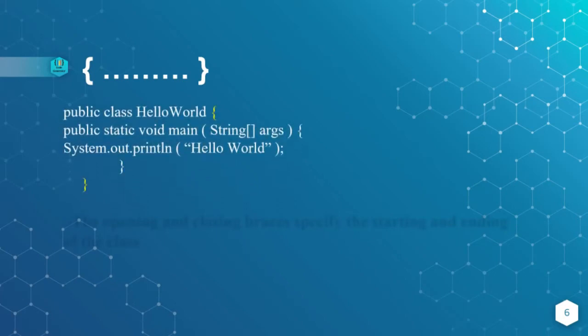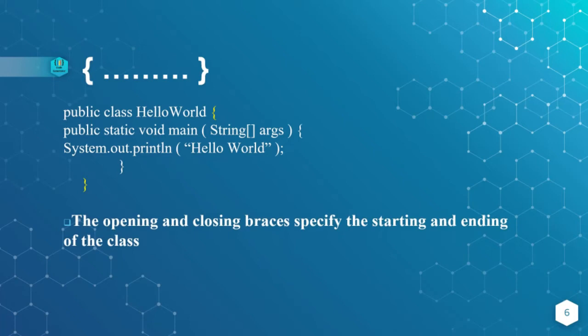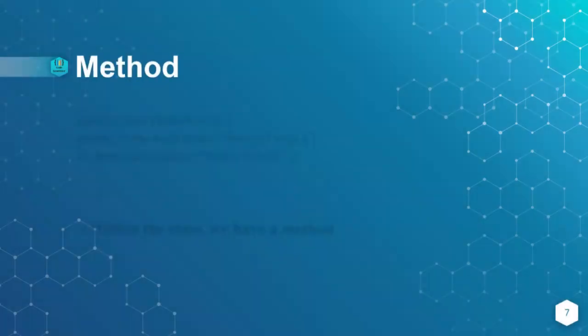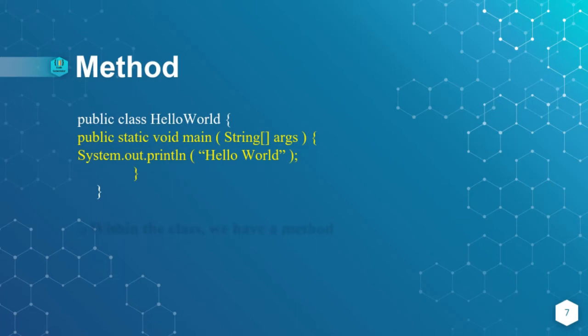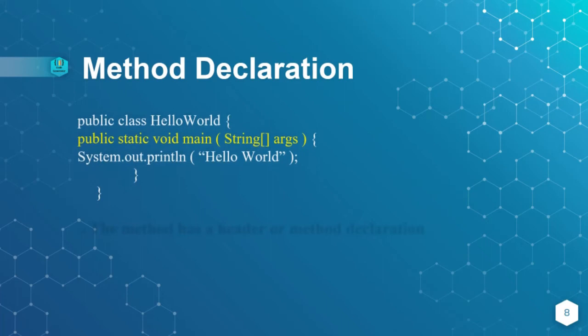Now, the curly braces. After Hello World, we have written curly braces. What does it mean exactly? The opening and closing braces specify the starting and the ending of the class. Method. In those curly braces, whatever we are writing is called methods. So within the class, we have a method. Now, method declaration: public static void main String args. So friends, I would like to tell you, this is a very, very important question which can be asked in any interview. So we will see each and every word of the method declaration in detail.